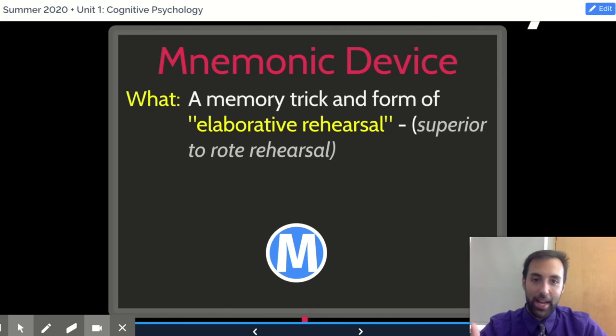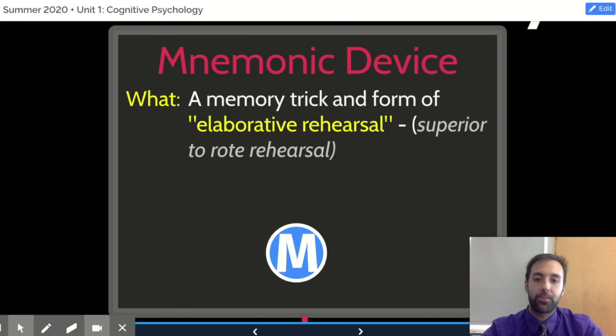It's not a physical item. I know the word device can kind of come across as meaning some type of physical item. It's just a term that we use for any memory trick that we implement over the course of the year. Memory tricks are what we call forms of elaborative rehearsal, meaning a more sophisticated way of engaging with material that often requires you to pull from prior knowledge.